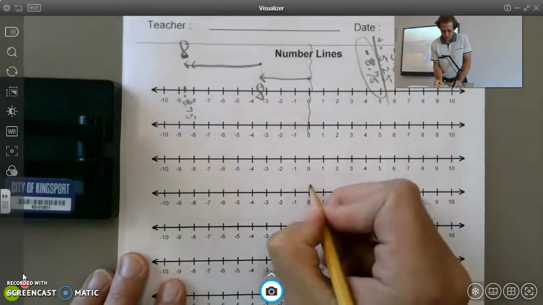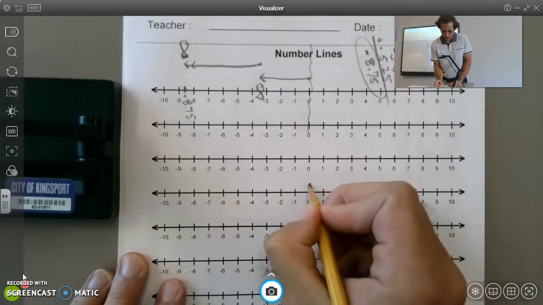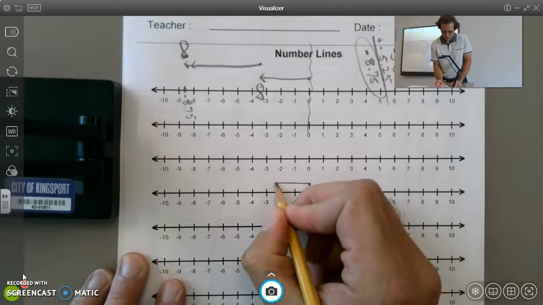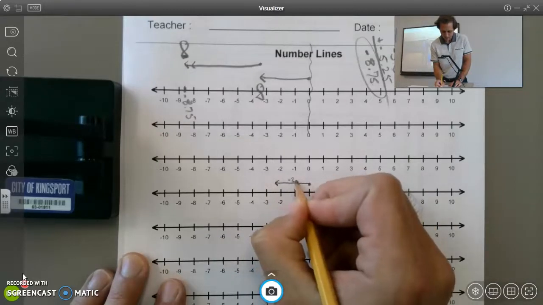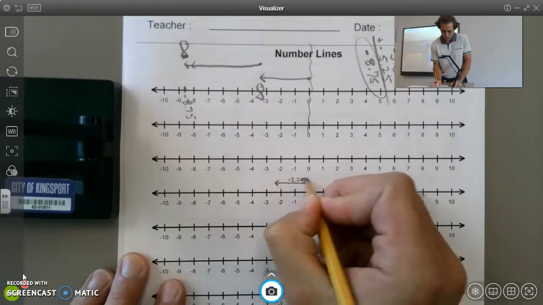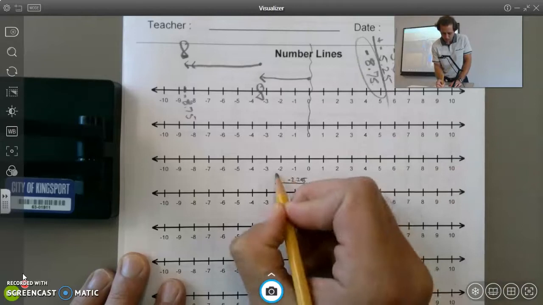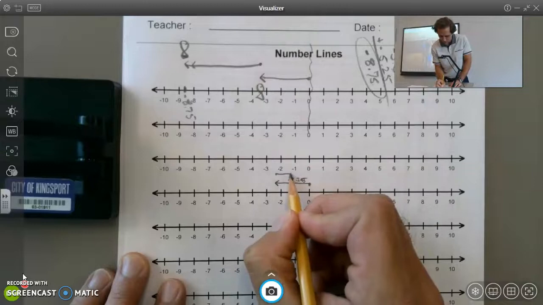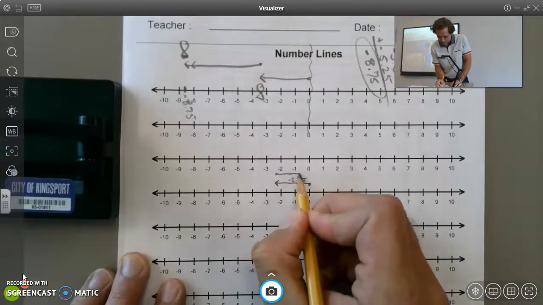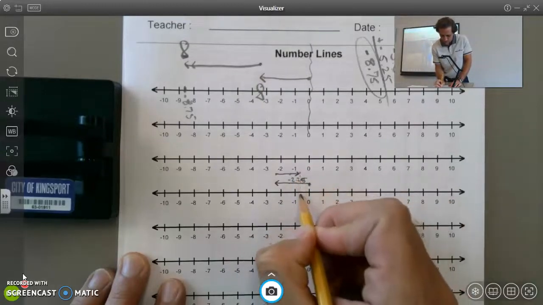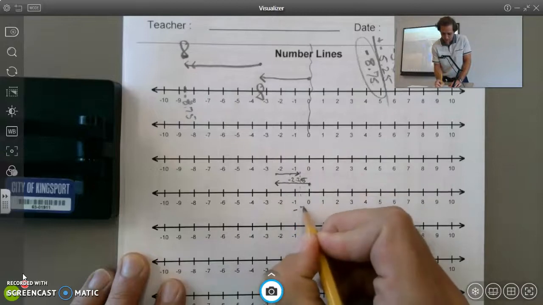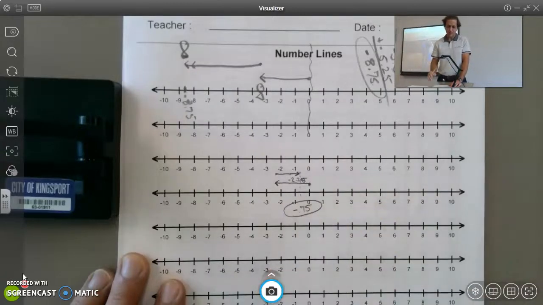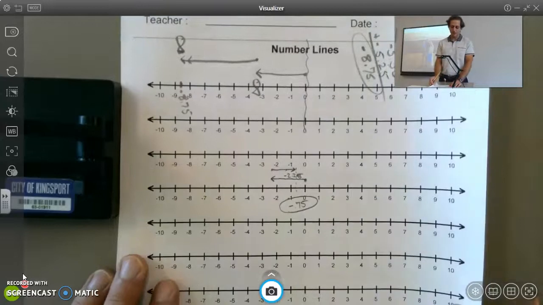So we're going to go negative 2.25 here, and then we are going to go positive 1.50. So let's go 1, and that puts us at negative 1.25, and let's go another 50 cents, and that should put us at negative 75 cents here. All right, that's simple.